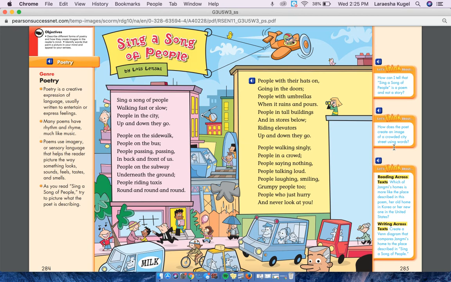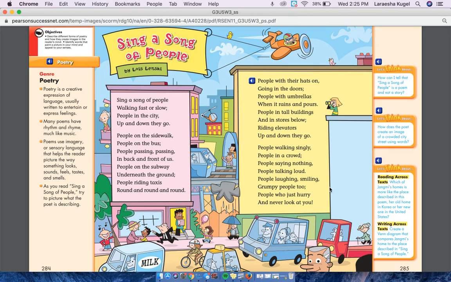Okay, for me, it was that they're explaining people in all different places. So they're walking fast or slow. People are on the sidewalk. People are on the bus. They're passing. They're on the subway. They're riding taxis. Since they're describing many different places and there's people in all of them, I create this image in my head of that there's people everywhere. And when we see people everywhere, we can use that as crowded. And we see those things together.